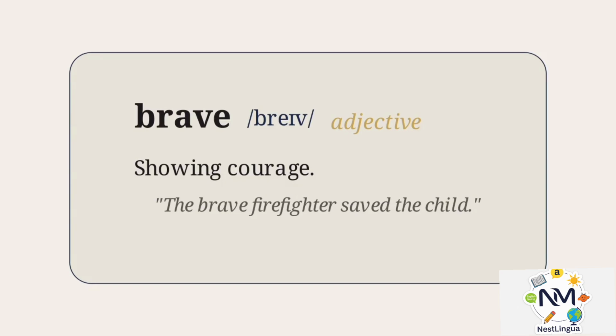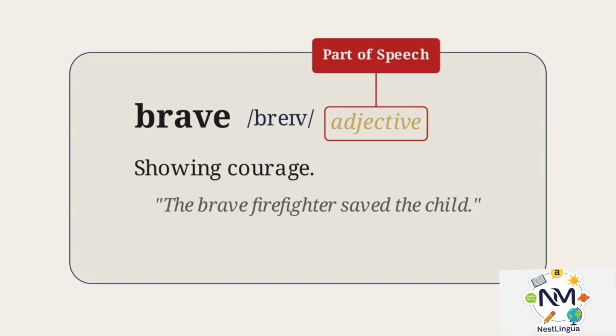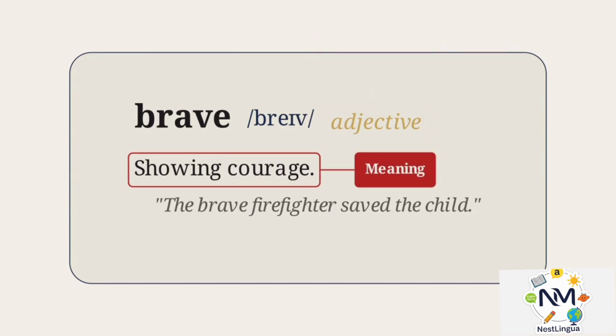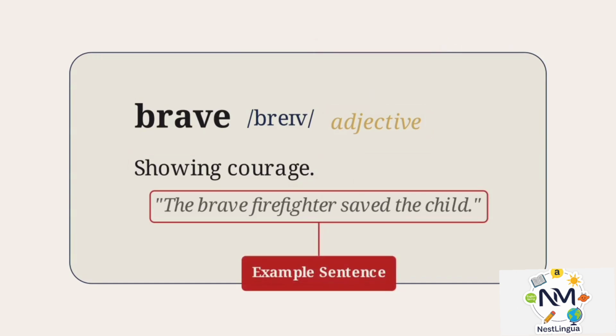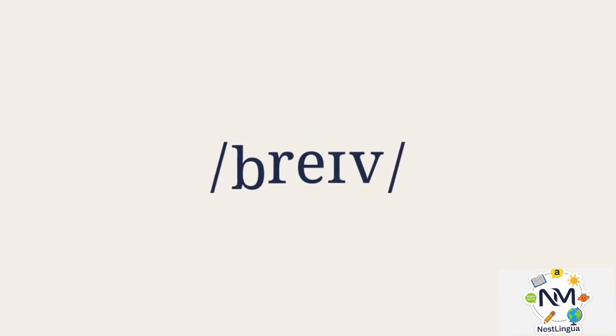This animated diagram shows a standard dictionary layout for the word brave. We have the target word, called the headword, followed by its part of speech, its definition, and a sentence showing it in action. You might also notice a section that uses symbols instead of standard letters. This is the pronunciation guide. Because English letters can represent many different sounds, these specific marks tell you exactly how to vocalize the word.